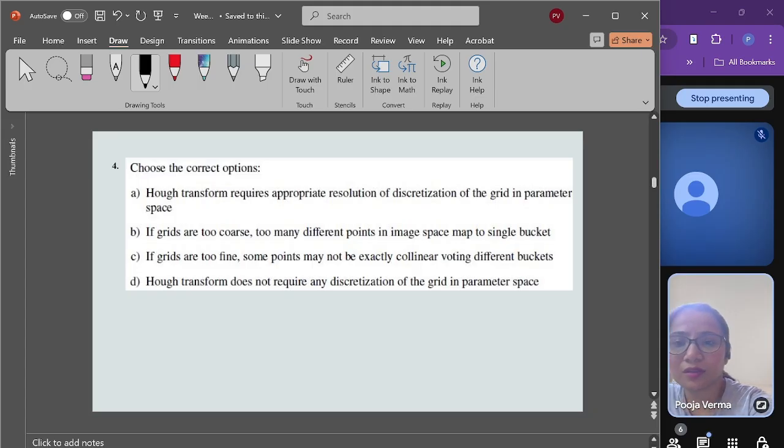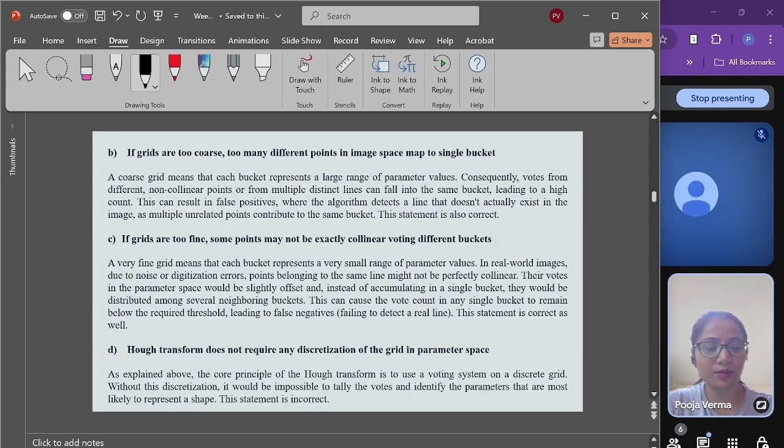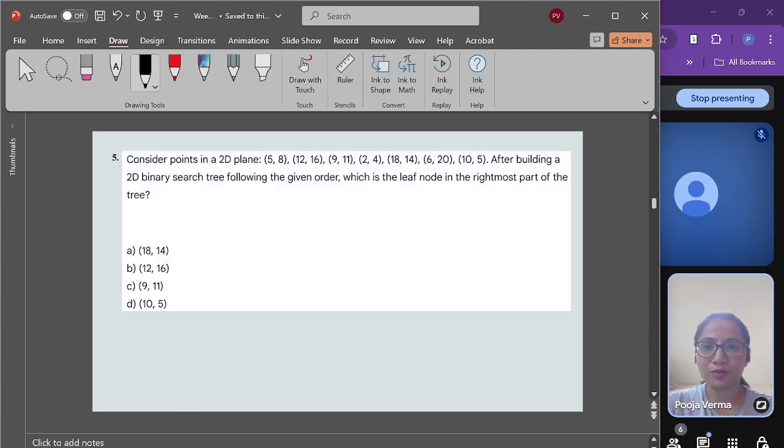So options A, B, and C, the three statements, are correct here. Option A, B, and C are the correct options. I have added a detailed explanation here; you can see it later also. Okay, so moving to the next question.